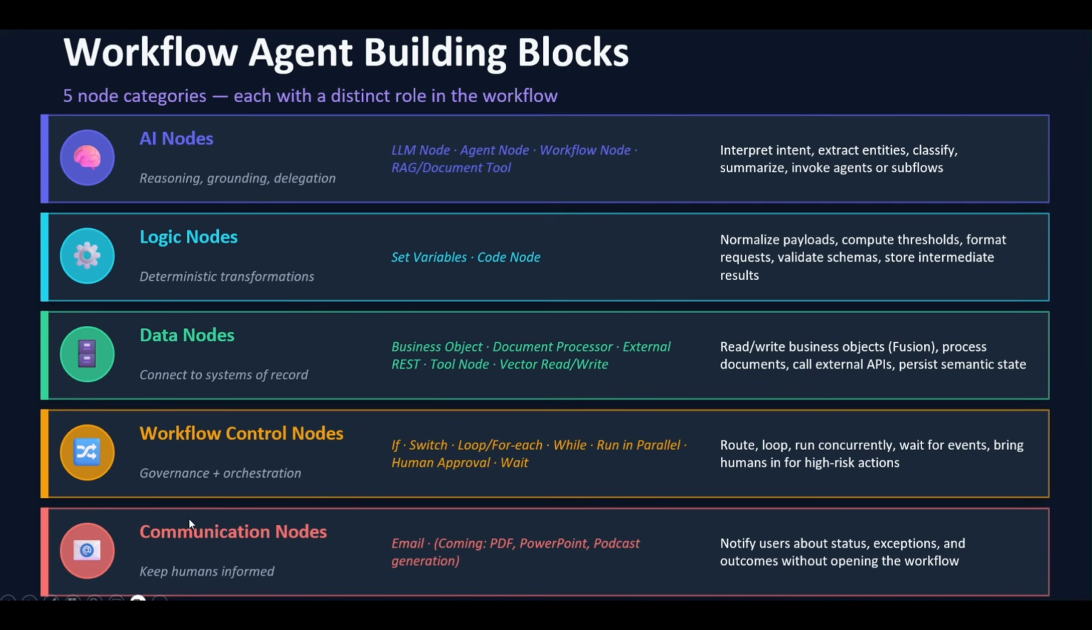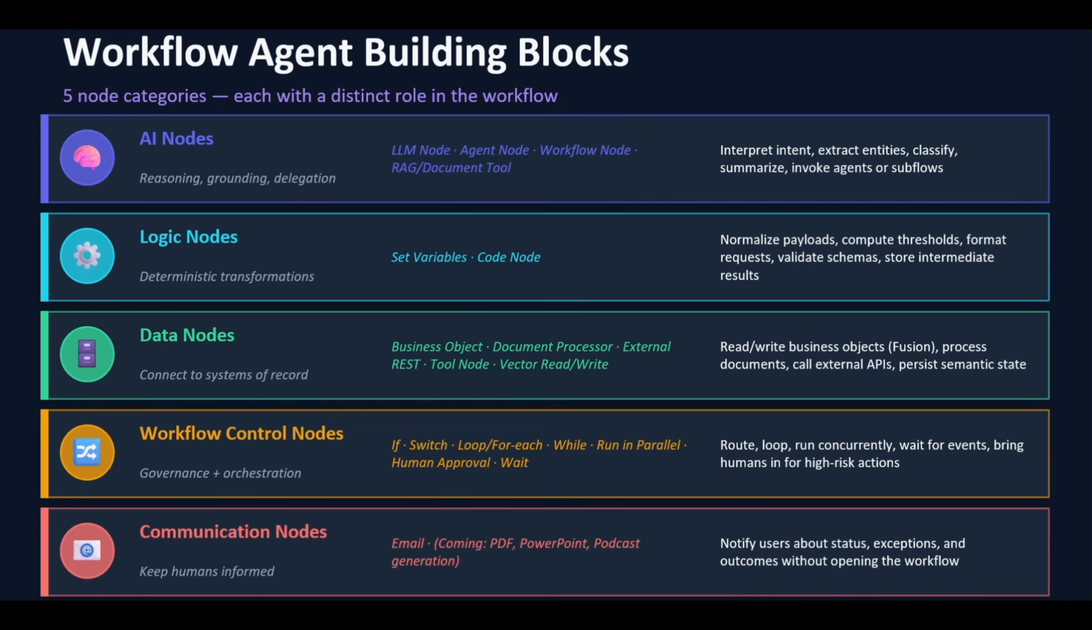And the final one is the communication node. At the end of the day, if a workflow doesn't run or people need to know what's happening, communication nodes send emails, notify stakeholders, and keep humans informed without them needing to open the workflow themselves. And coming soon, there will be more nodes, like PDF generation and maybe audio related nodes.